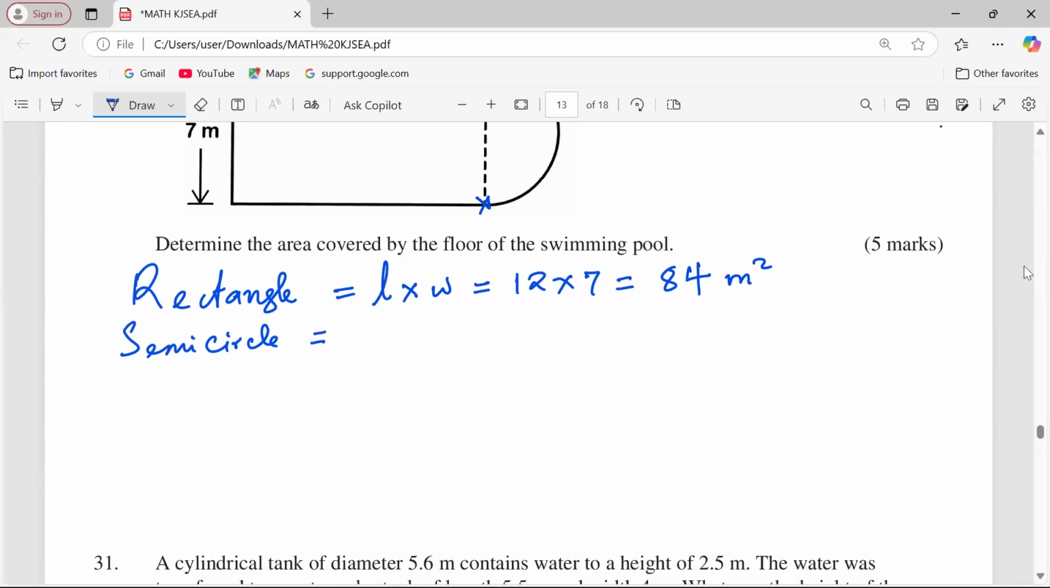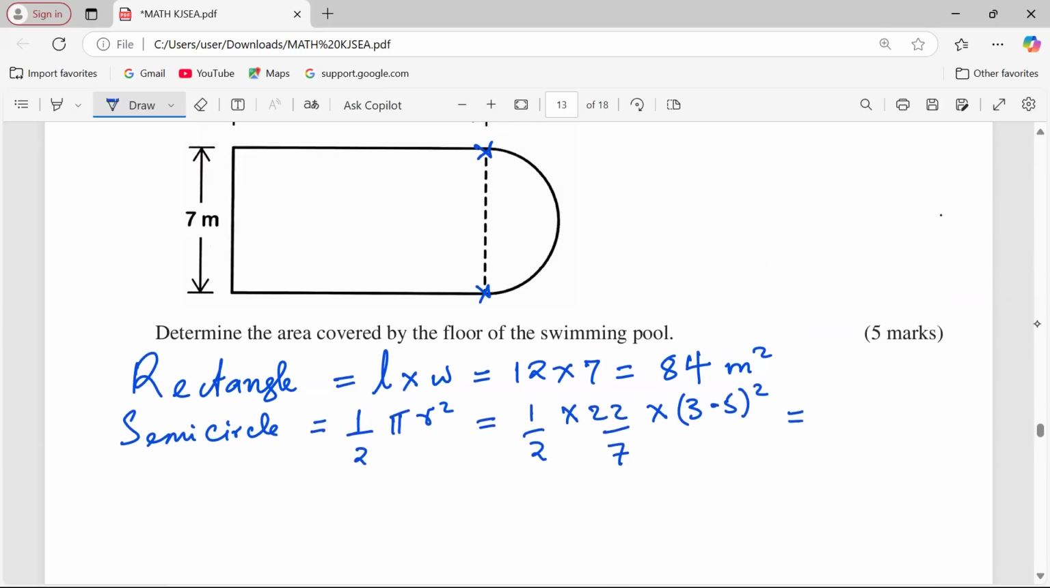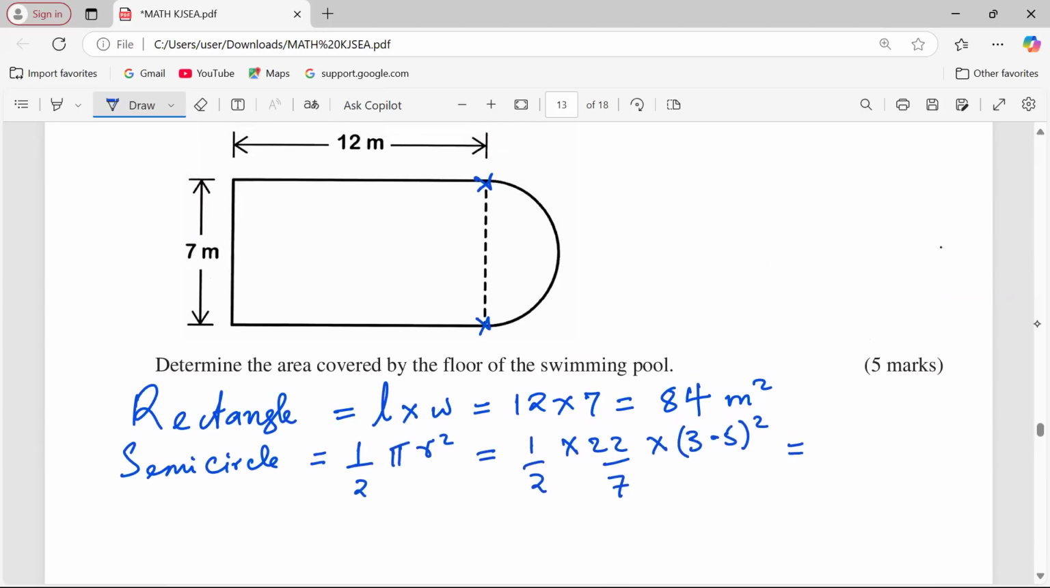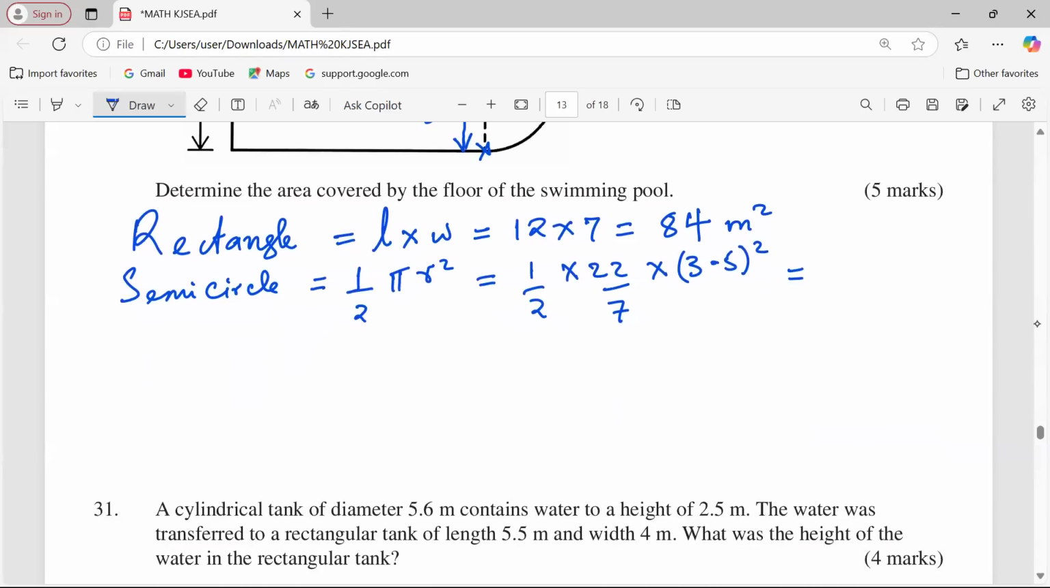The semicircular part is given by half pi r squared. So half pi, radius shall be 3.5, and we square this. It should be squared because the width of the rectangle is the diameter for the semicircle, which means now we need the radius up to this point, which will be 3.5 meters. So we can work out 0.5 by 22 over 7 multiplied by 3.5 squared. This gives us 19.25 square meters.